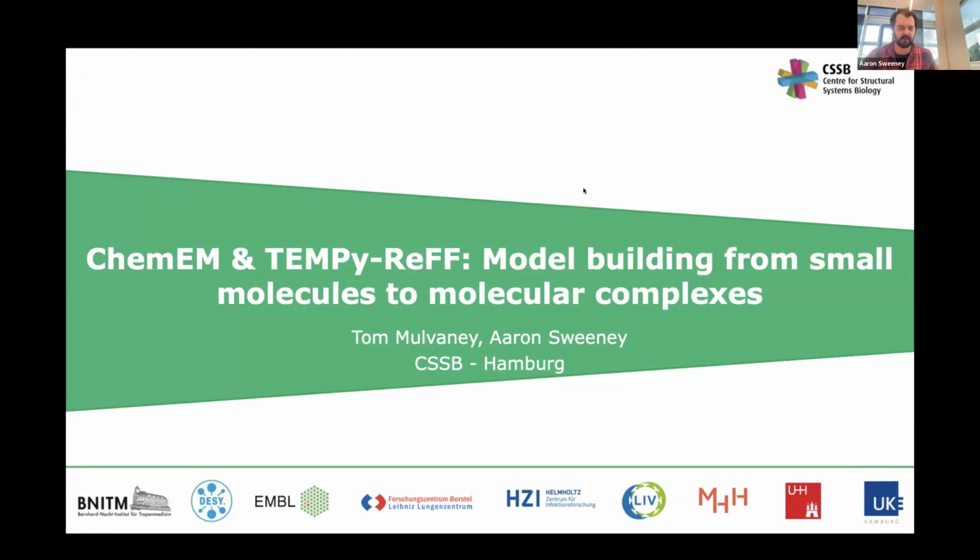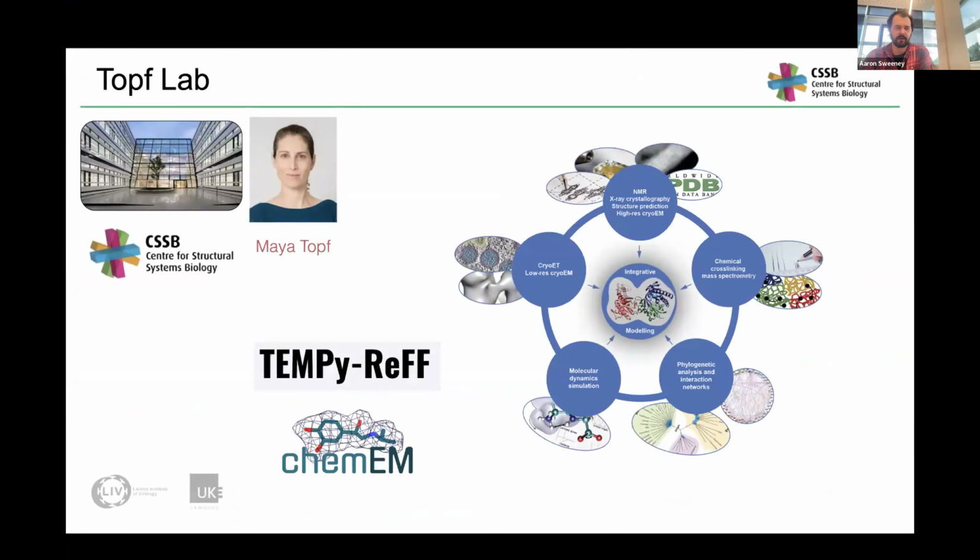So I'm Tom Mulvaney, and I'll be sharing this presentation today with Aaron Sweeney, and we are both postdocs in Maya Topf's lab at CSSB here in Hamburg, Germany. And I'm going to be talking about two tools that have come out of the lab recently, TEMPy-ReFF and ChemEM.